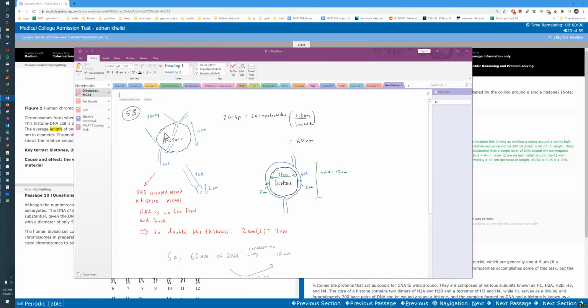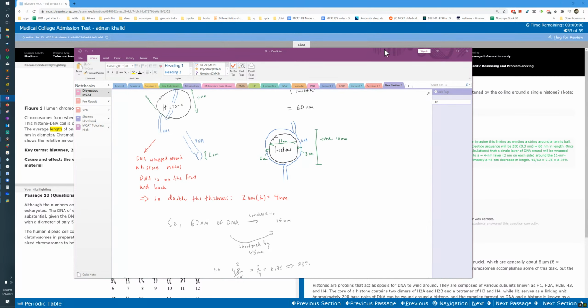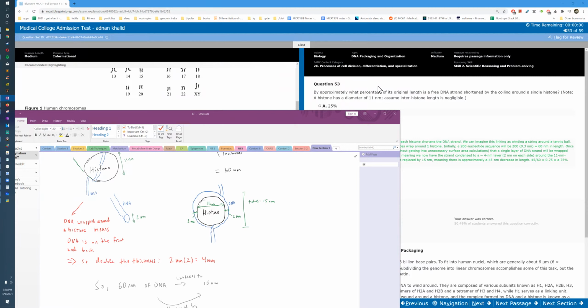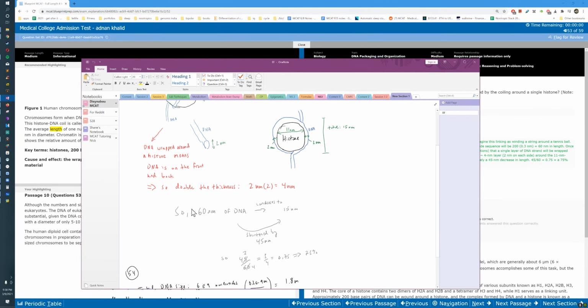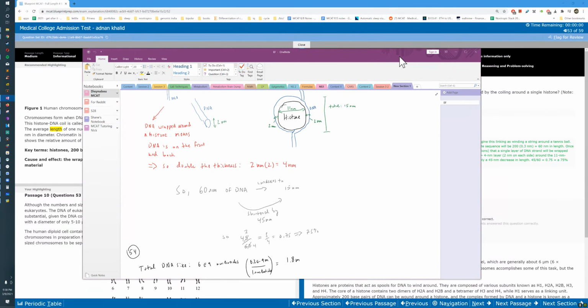If it's hard to see here, I made a bird's eye view. This is the histone yet again, and this is DNA wrapped around. So 11 nanometers diameter of the histone plus 2 for the diameter of the DNA. But it's wrapped on the front and the back, so that's another 2. Total 15 nanometers. They're asking what percentage of the original length it is shortened by. So original length 60 nanometers condenses to 15 nanometers, which means it's shortened by 45 nanometers.